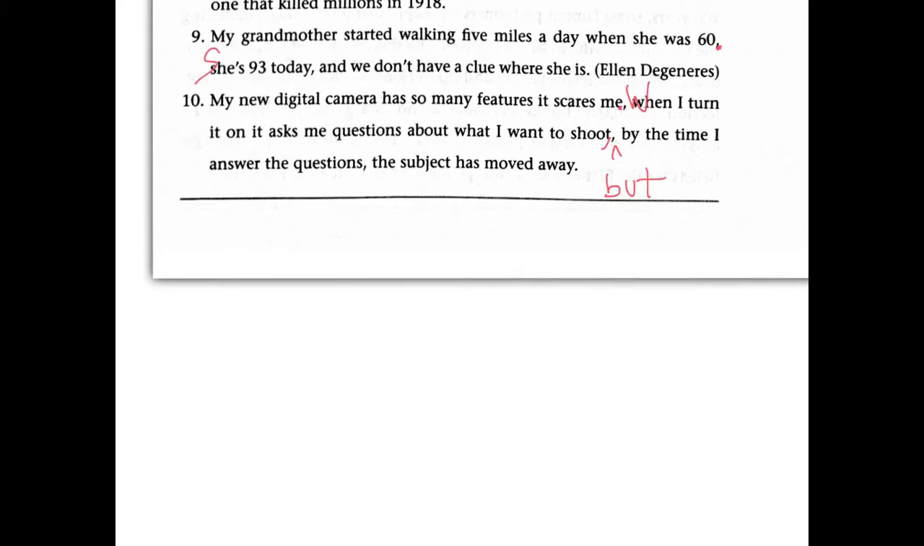That is upsetting. Number 10. My new digital camera has so many features it scares me, period. When I turn it on, it asks me questions about what I want to shoot, comma, but by the time I answer the questions, the subject has moved away.